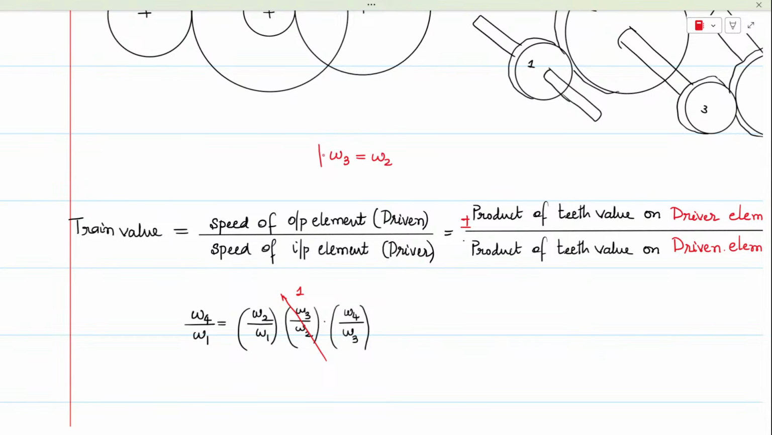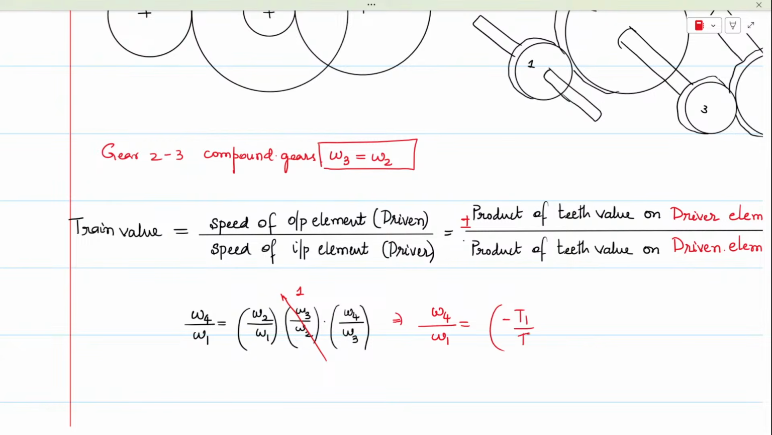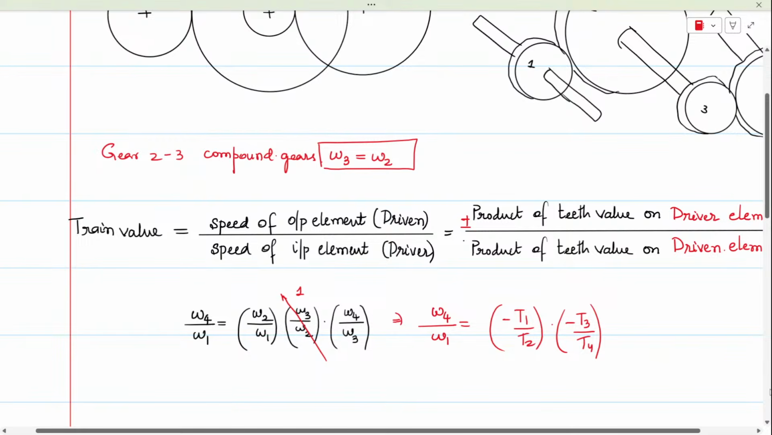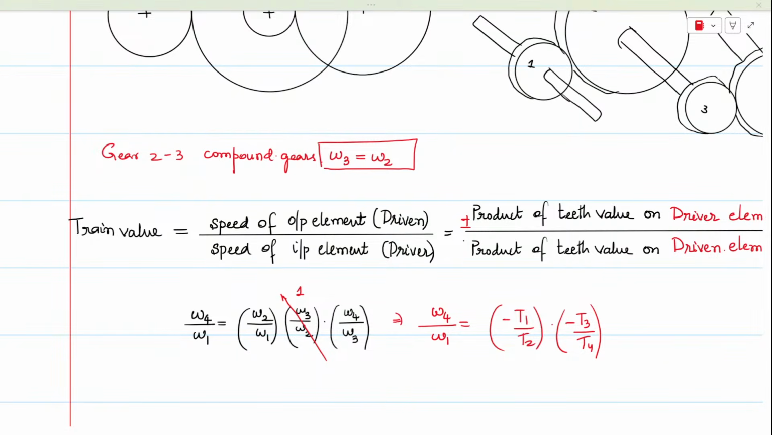That's what you call a compound gear. Gear 2 and 3 are compounded. They will have the same speeds. So what happens is omega 4 by omega 1 is equal to, this will be replaced with minus T1 by T2, and this would be replaced with minus T3 by T4. This is the final expression for train value.